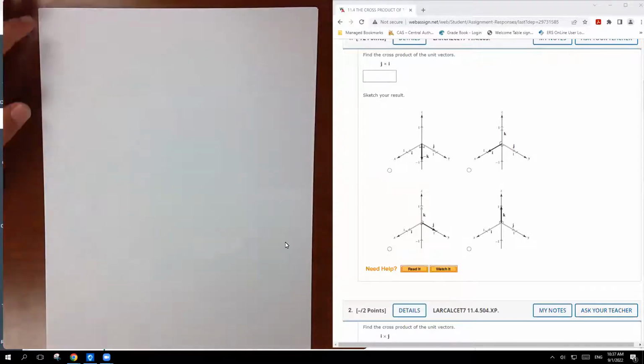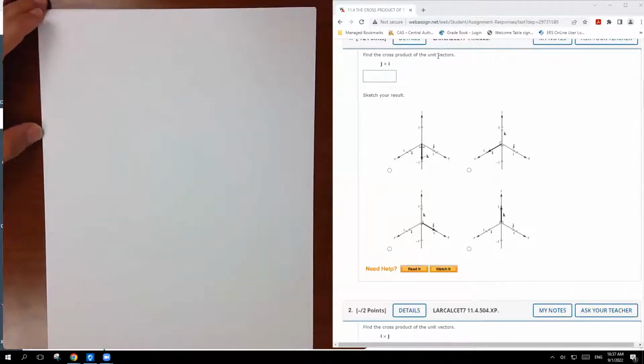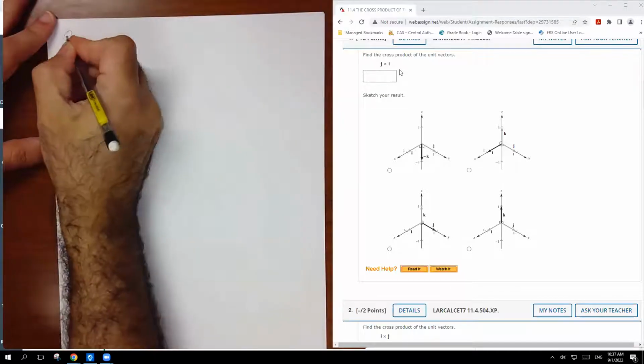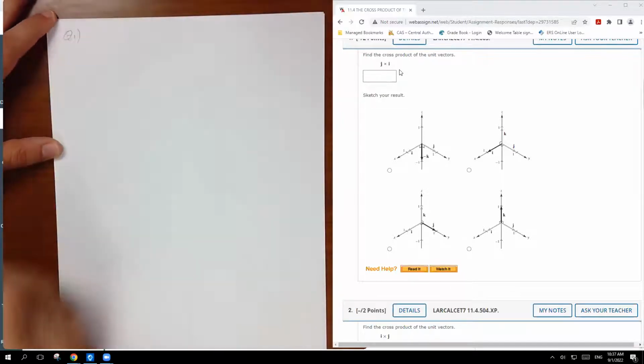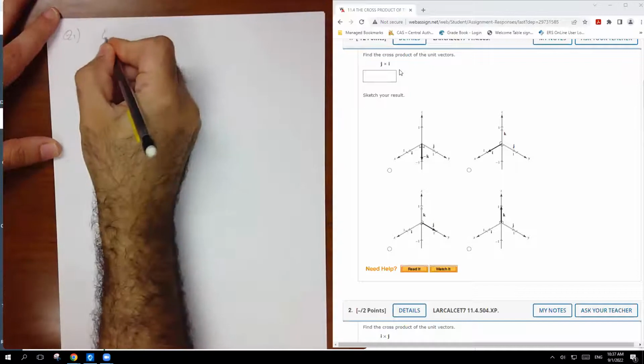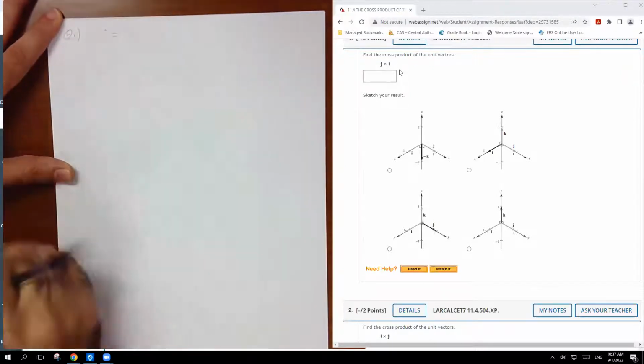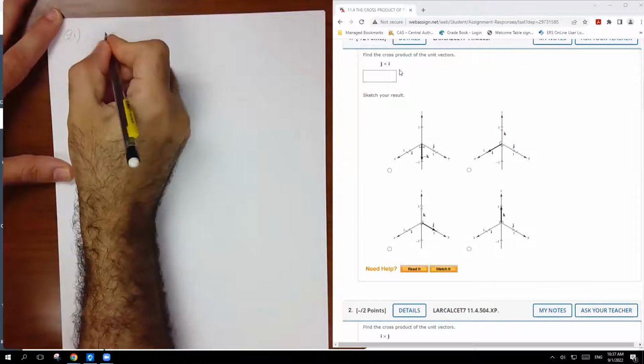So here's the first one. Find the cross product, and then they're going to ask you to sketch your result. Here I have the component J and the component I. That means for question one, you're going to do the cross product between I and J. But first of all, they're telling you J cross I.